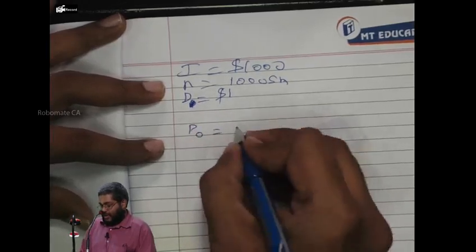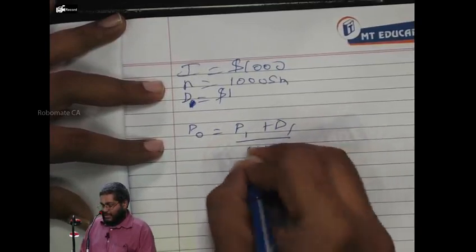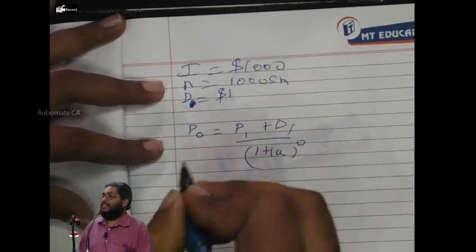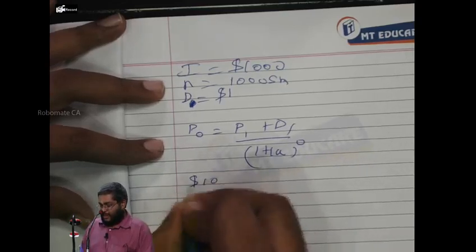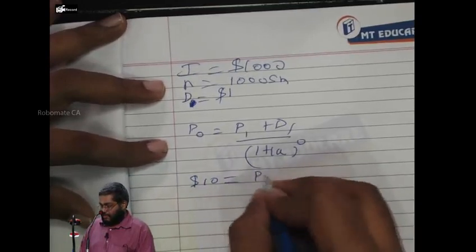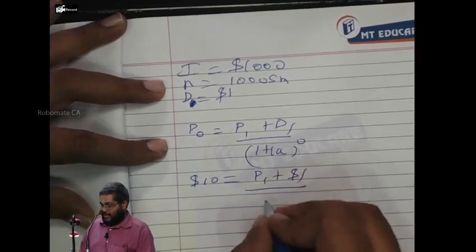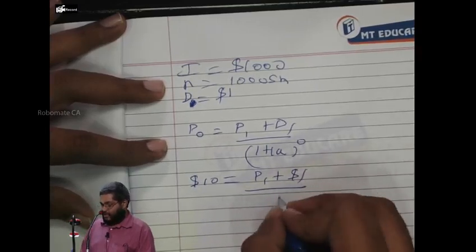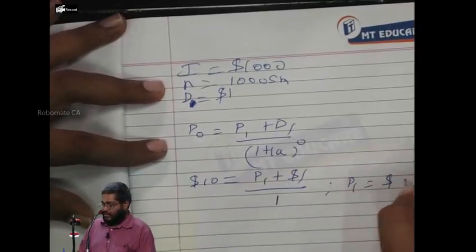Now, tell me, P0 is equal to what? P1 plus D1 divided by 1 plus KE power 0. Everything is today or not? Now, in this case, what is P0? The share price today is $10. $10 is equal to P1 plus D1, which is $1, divided by 1 plus KE. Anything power 0 is going to be 1 only. If I arrange it, I get P1 is equal to $9.